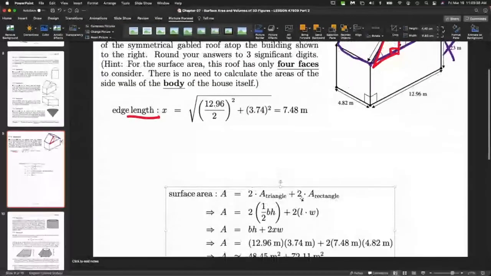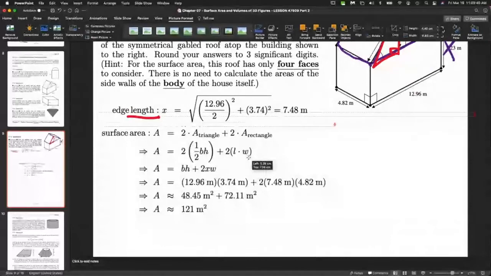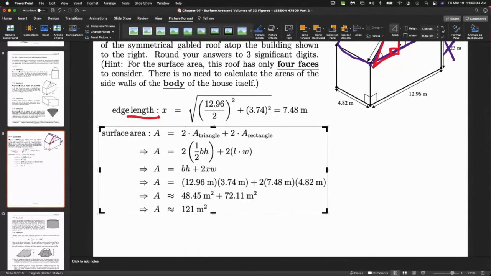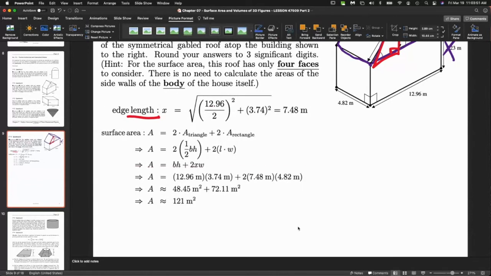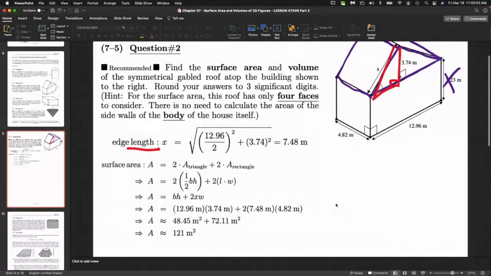So I'll walk you through this. It looks like a little bit of writing, but please don't get too distracted by all the writing. Perhaps it isn't as bad as it looks. So let's take a look here. We have 2 triangles and 2 rectangles.